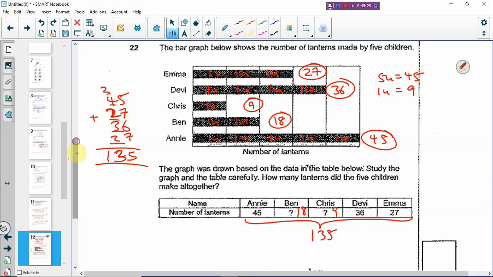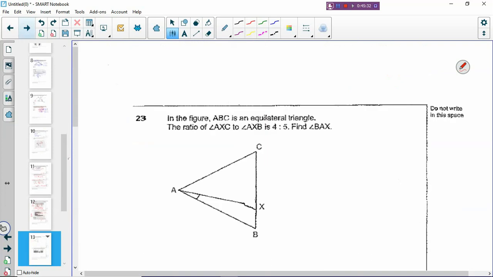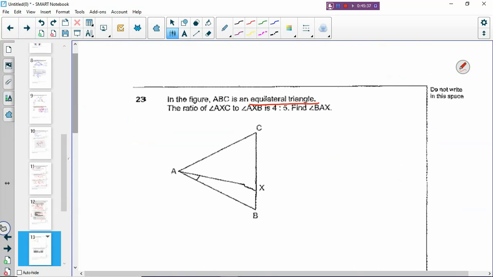Okay, question 23. Now, the figure ABC is an equilateral triangle. So when you have an equilateral triangle, what you need to do is mark out the sides that are equal, and there's a line that you see which is actually supposed to be a straight line. So the drawing is a bit slanted.